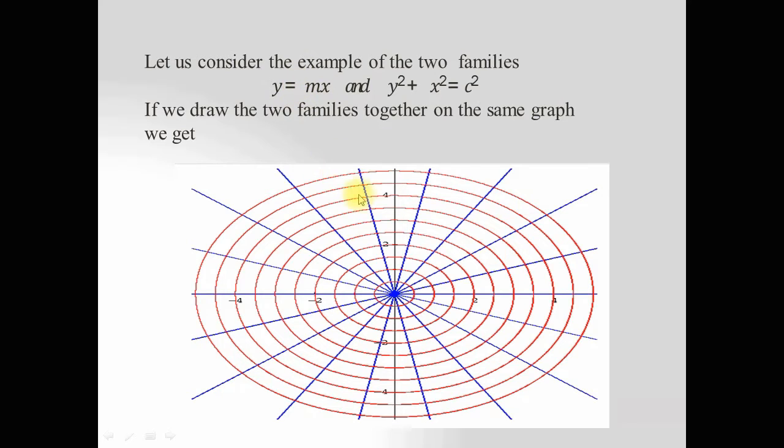So dear students, note that each line, for example, we consider this first line. This line intersects this curve at a 90-degree angle. This curve also intersects at a 90-degree angle. Also this line intersects this curve at a 90-degree angle. So you see here the lines intersect the curves at a 90-degree angle. So this is the orthogonal trajectory.